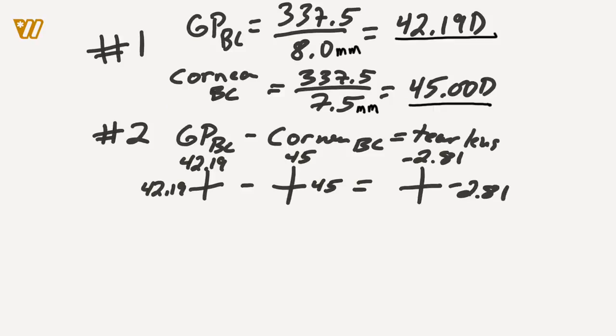Next, we're going to move to step 2. In step 2, you take the GP base curve and subtract the corneal base curve, and that gives us our tear lens. In this example, we take 42.19, subtract 45, and we get minus 2.81 horizontally and vertically. Once again, guys, I would suggest doing power crosses for this. In this example, you didn't necessarily have to do a power cross. You could have just subtracted 42.19 minus 45.